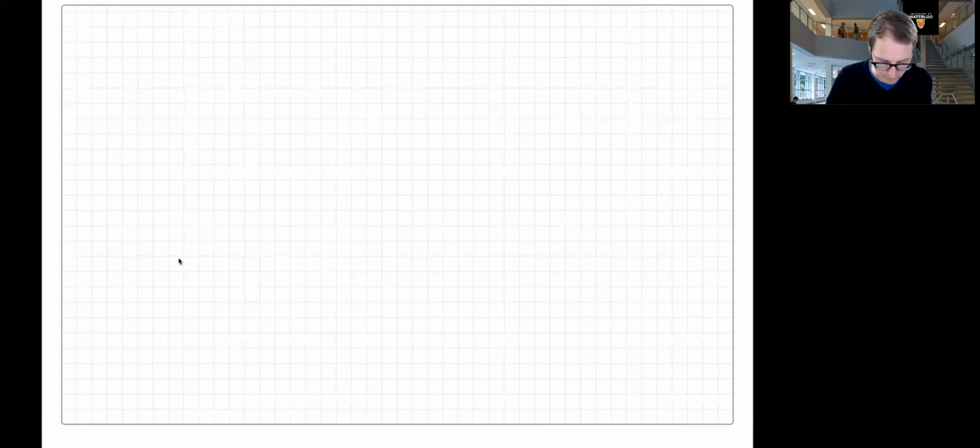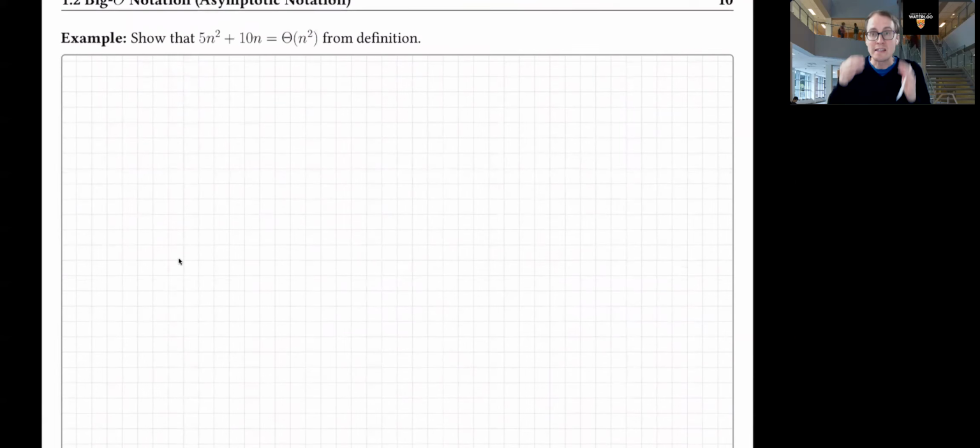Okay. So this is formalizing the idea that I think you already know. The thing that's important is that we have these 3 notations: big O, big omega, and big theta. Let's now use the definition, just so that we make sure we understand what the definition is saying, to show that 5n squared plus 10n is in big theta of n squared. To do this, we need to show that there exist these constants c and n that satisfy the definition.